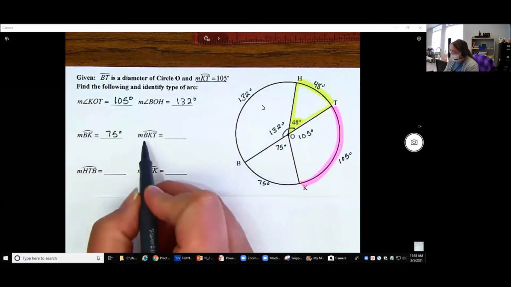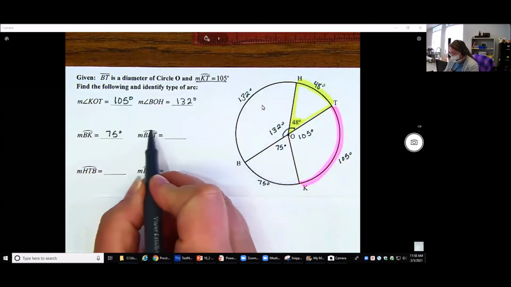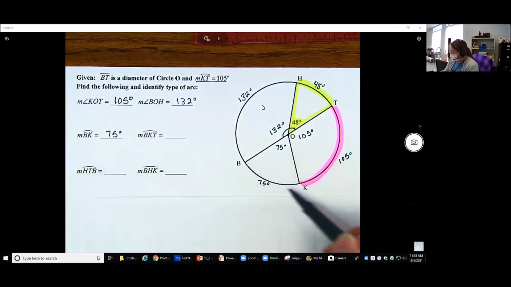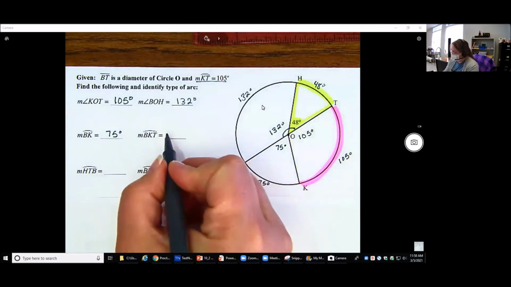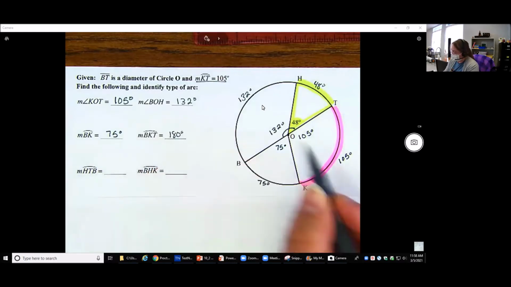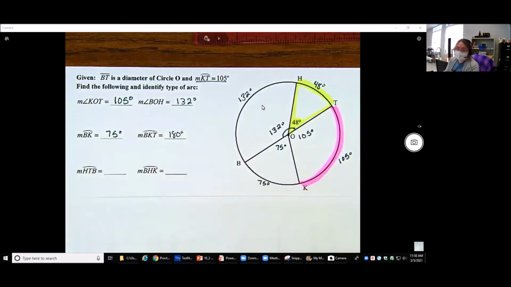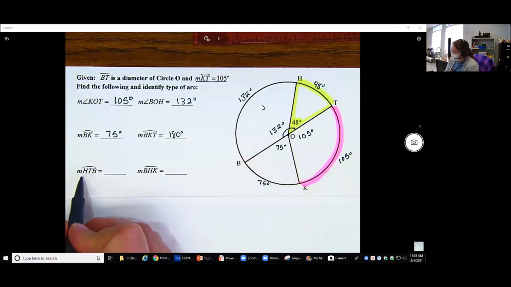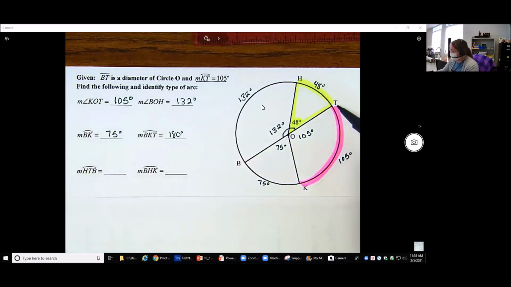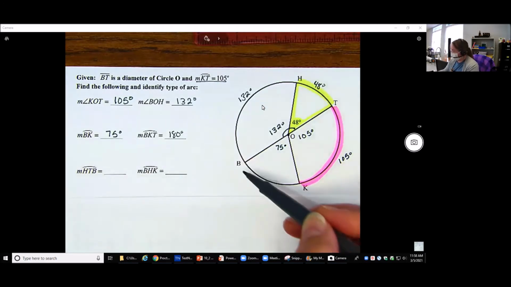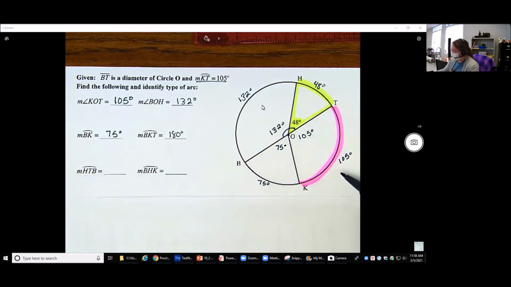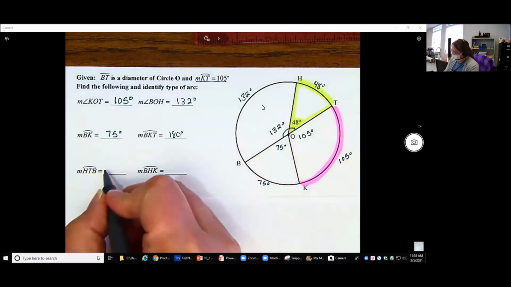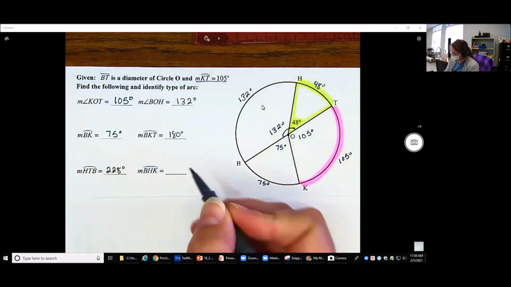And the measure of major arc BKT. Oh, you know what? BKT is actually a semicircle. That's 180 degrees. You would add the 75 plus the 105 to find that. This is another major arc, and I know because it's got 3 letters in the name. H, T, all the way over to B. So I'd add 75 plus 105 plus 48, and I get 228 degrees.